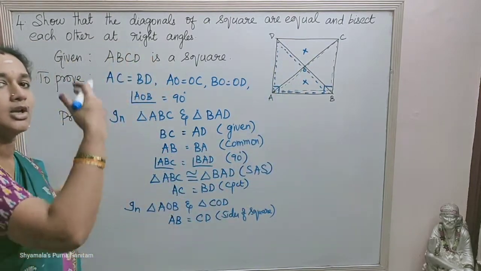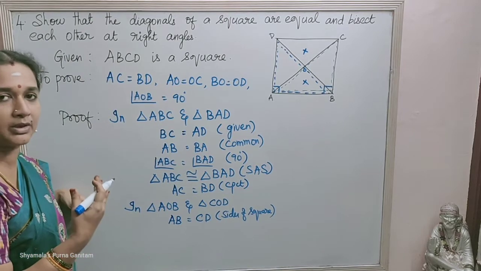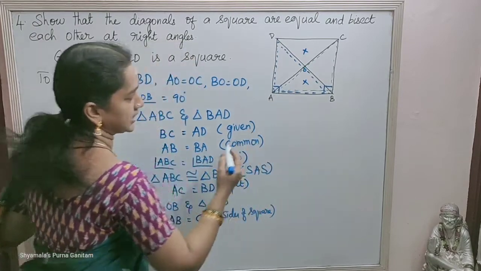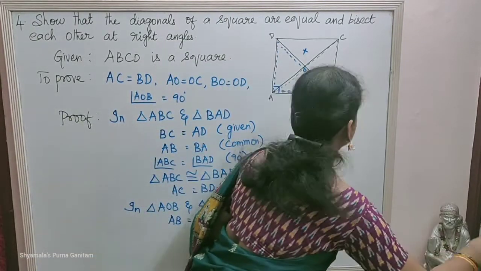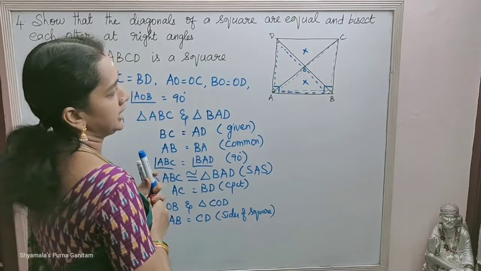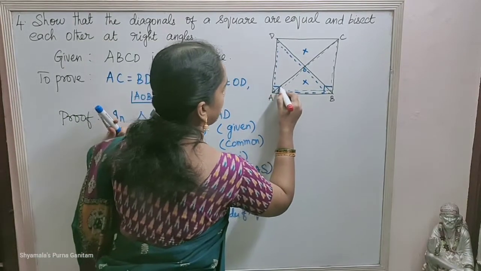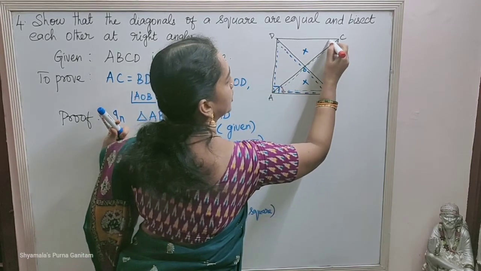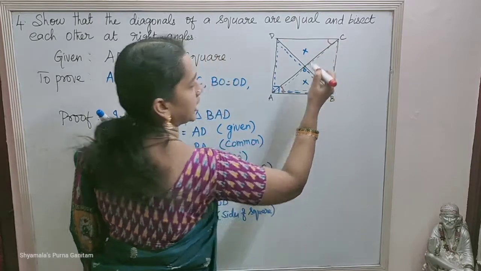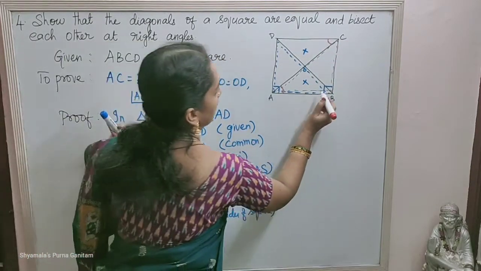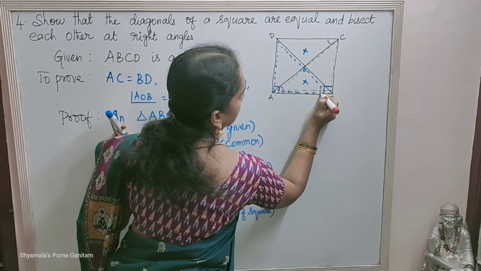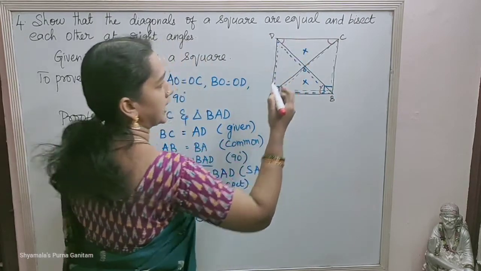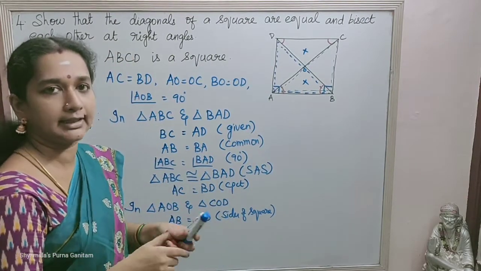Since it is a square, opposite sides of the square will be parallel. So since they are parallel, we can say that alternate angles are equal. Which ones will be the alternate angles? Angle OAB is equal to angle OCD. These are alternate angles. In the same way, on the other side, angle OBA and angle ODC are alternate angles. So we get two sets of alternate angles.